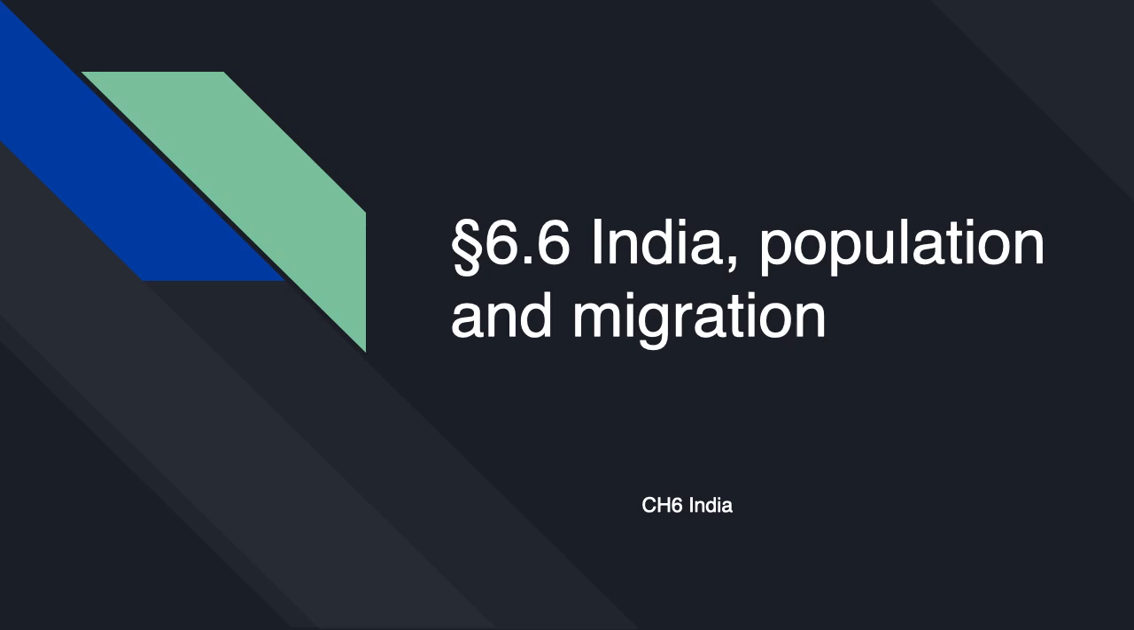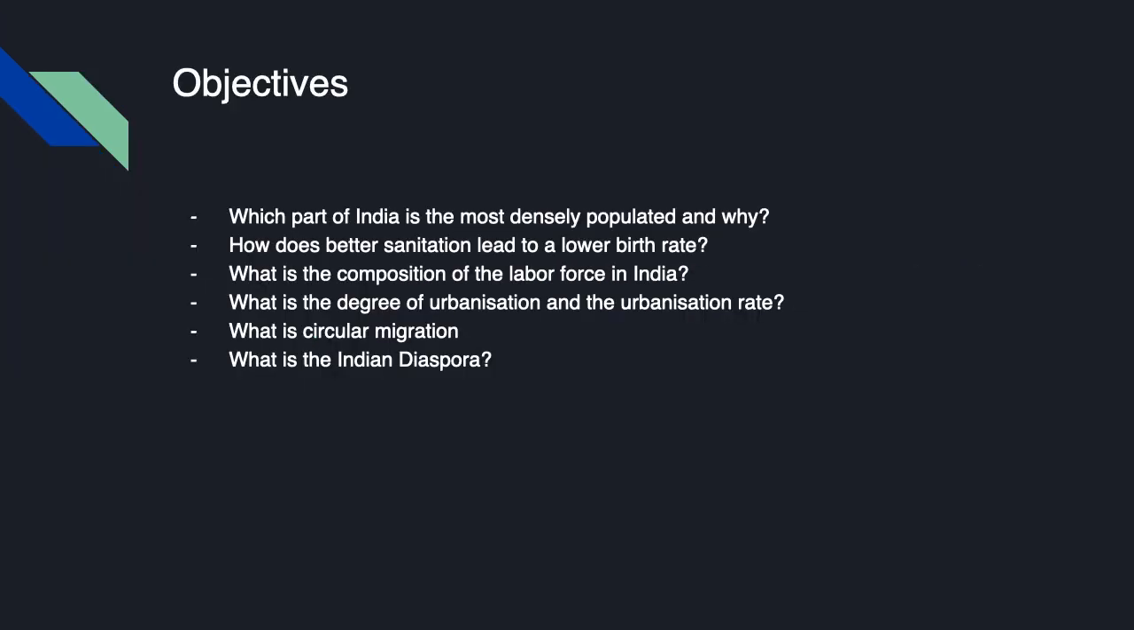Welcome to paragraph 6 about India, population and migration. In this last paragraph of this chapter, we're going to look at the following things. We're going to look at which part of India is the most densely populated and why, how better sanitation leads to a lower birth rate, what the composition is of the labor force in India, what the degree of urbanization and the urbanization rate mean, what circular migration is, and what the Indian diaspora is.